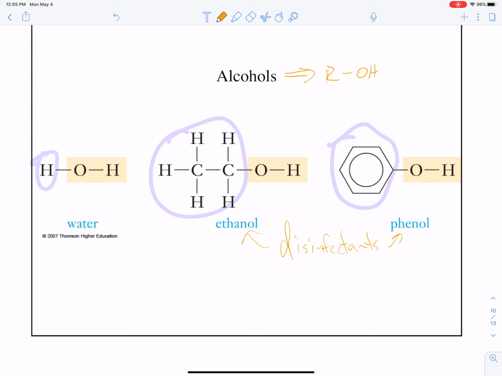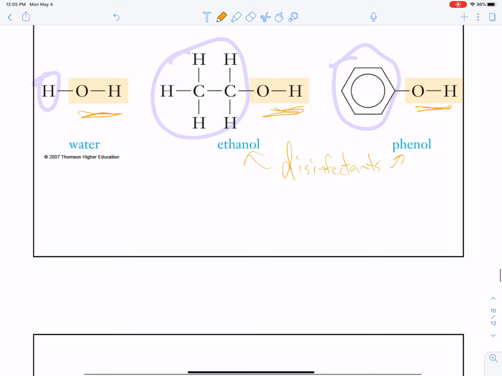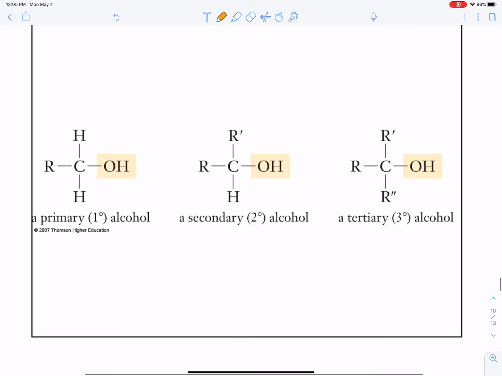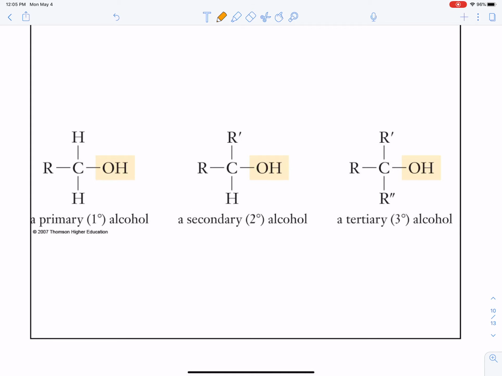And because you have the OHs, things that are soluble in water sometimes are relatively soluble in alcohols. So there are different types of alcohols. If I have one, okay, so you gotta look at this. This carbon right here is our reference carbon.